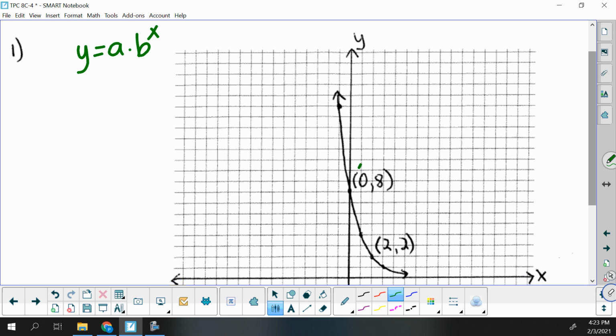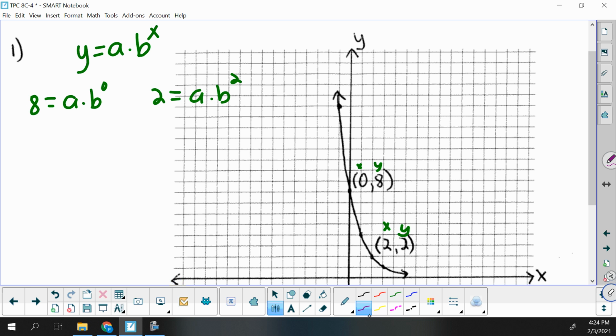So we'll start with that. And what we do is we take these values, which are x's and y's, and we're going to sub them in to get 2 equations. So we'll put the 8 in for y, we'll put the 0 in for x, and that'll give us 8 equals a times b to the 0. Well, the other one, the x and the y are the same, so we'll have 2 equals a times b to the second.